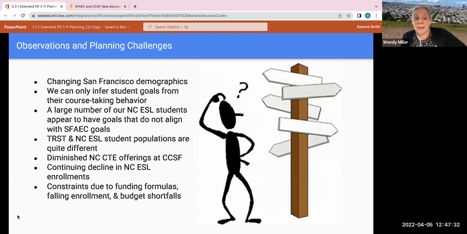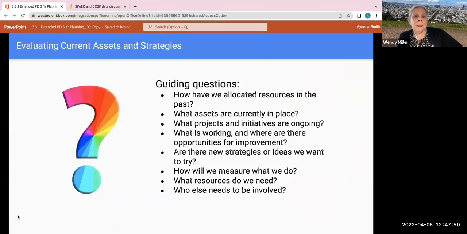And lastly, the student-centered funding formula puts constraints on what we can do. And when the college has budget shortfalls, we can't supplant with these funds. So those are some of the challenges that we're facing. So next slide, please. We also had to look at what do we really have right now?